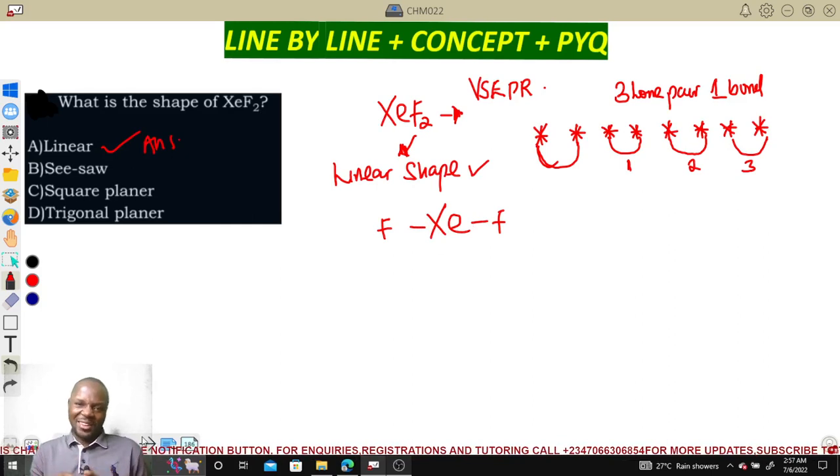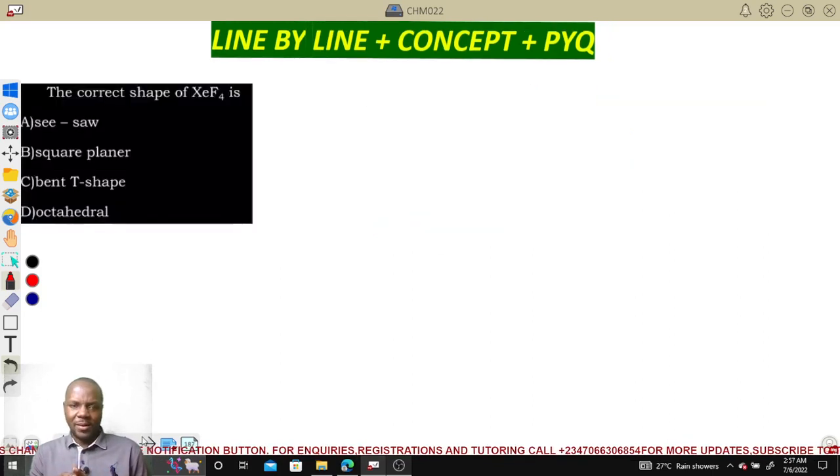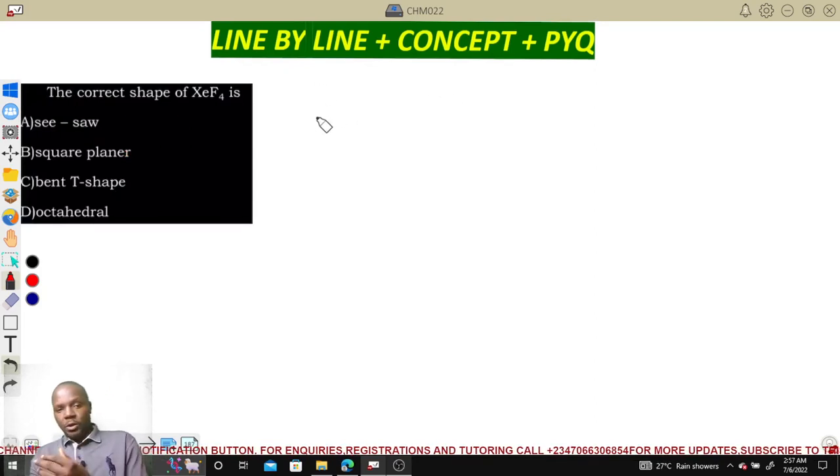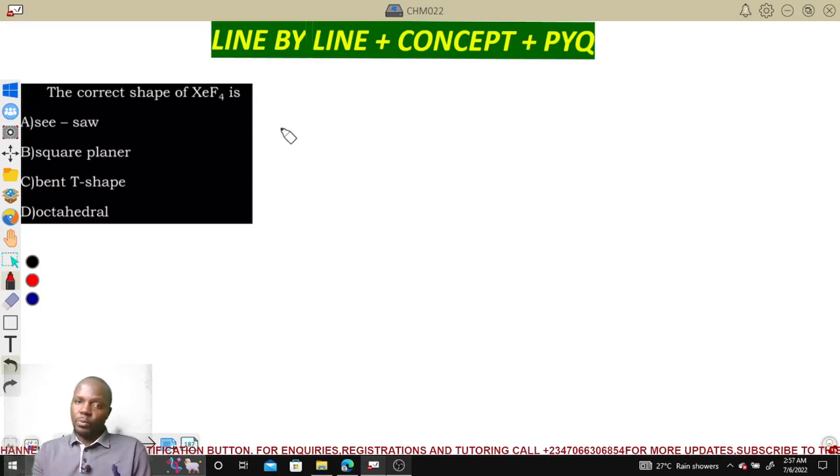On to the next question. The next question is good. The shape of XeF4. Now about XeF4, you are taking 4 as 2 bond pair, 2 bond pair, 2 lone pair. Because it is 4 bond pairs and 2 lone pairs, it's going to give you a square planar.